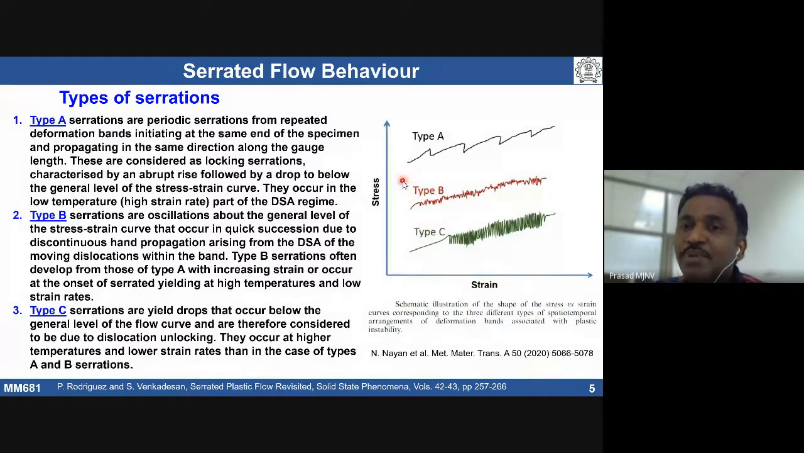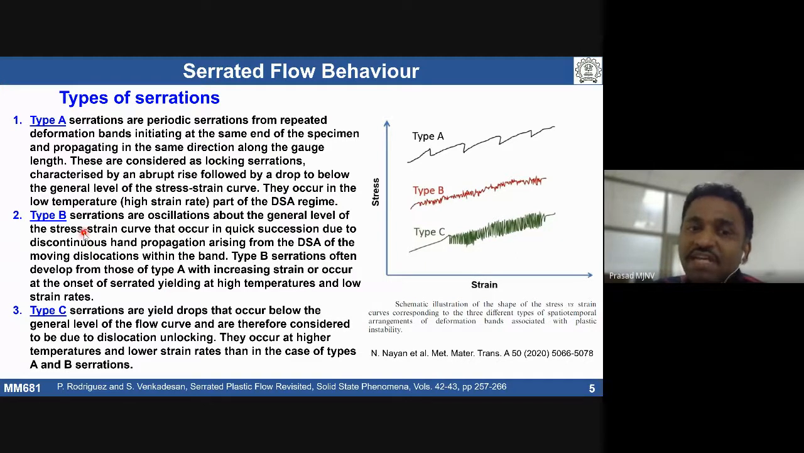Basically, these are periodic serrations from repeated deformation bands initiating at the same end of the specimen and propagating in the same direction along the gauge length. It usually happens when temperature is low and strain rate is high, as compared to type B and type C serrations.